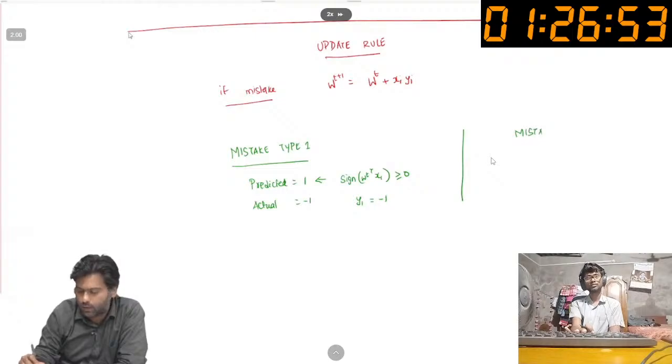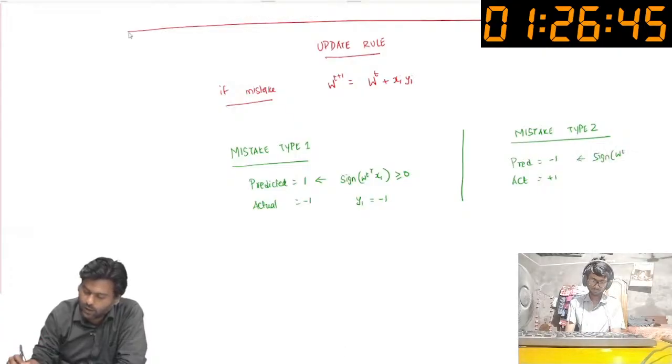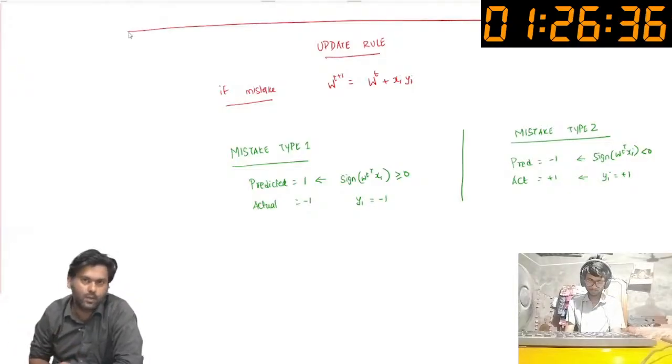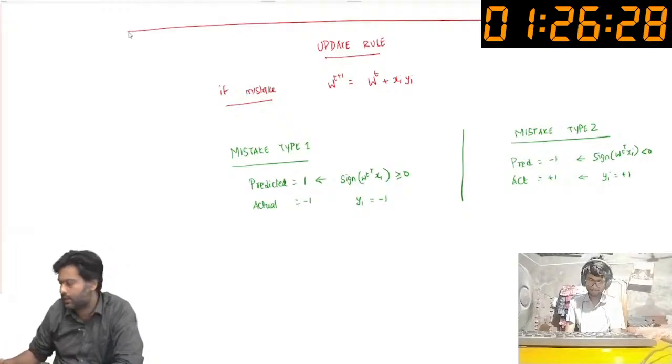Of course, mistake type 2 is just the symmetric opposite of this. Here predicted is -1, but the actual is +1. Why is the predicted -1? Because WT transpose Xi was less than 0, but the actual Yi is +1. So the opposite condition happened. Both of these are mistakes, but the update rule is the same for both. So we need to justify why the update rule makes sense in both these cases.